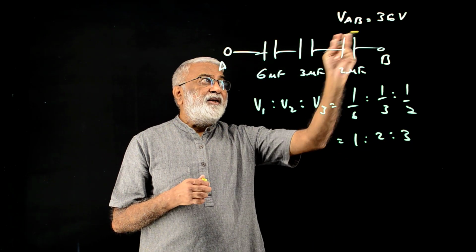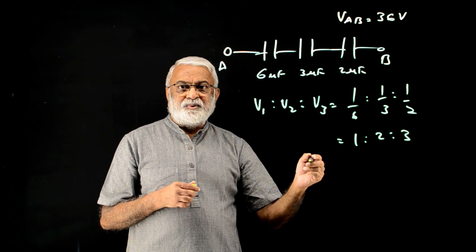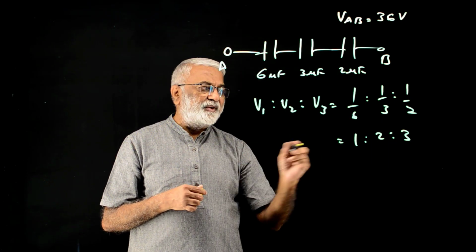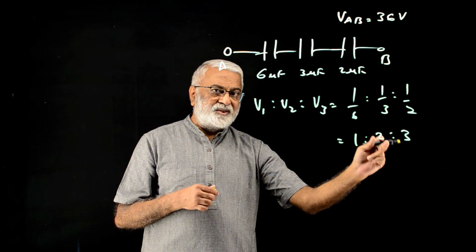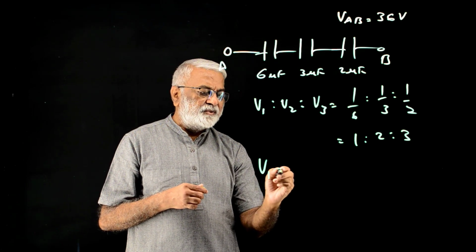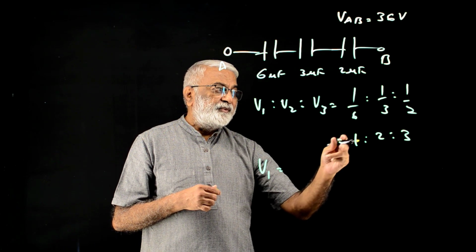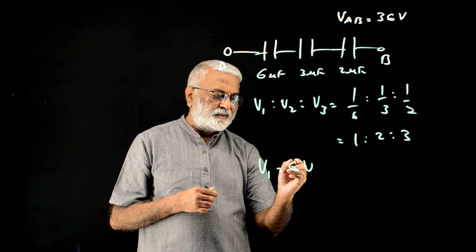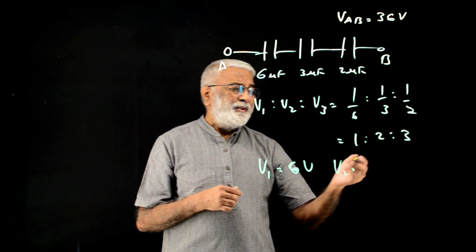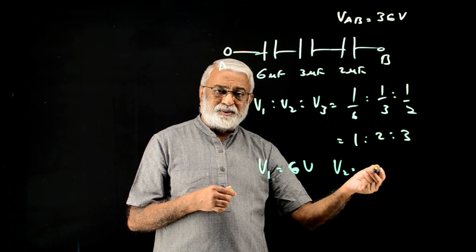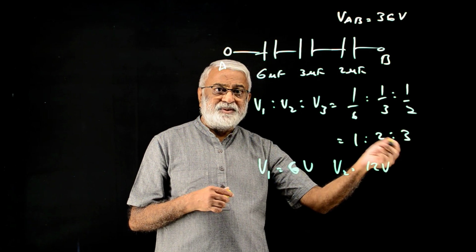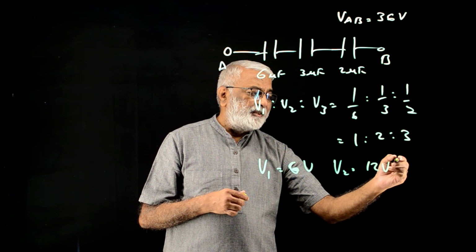Now the combined potential VAB is 36 volt, right? So we must divide 36 volt in the ratio of 1 is to 2 is to 3. So 1 part in 6 across 6 microfarad, 1 part in total of 6. That's how we should divide that 36 volt. So V1 will come to 36 into 1 by 6, that is 6 volt. And V2 will come to 36 into 2 by 6, that is 12 volts. And V3, that is 3 parts in 6, will be 18 volt.